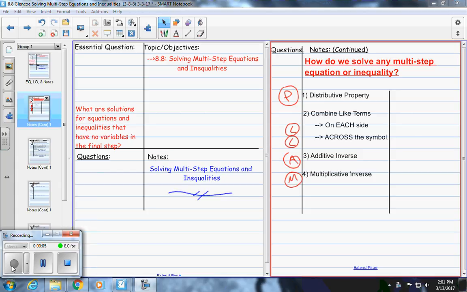Kinnett here. This is our final section of Chapter 8 in our textbook, where we're going to be learning to solve multi-step equations and inequalities. And we're going to learn about some interesting solutions that can happen now that we have variables showing up on both sides. So go ahead and pause here and copy down what you see.